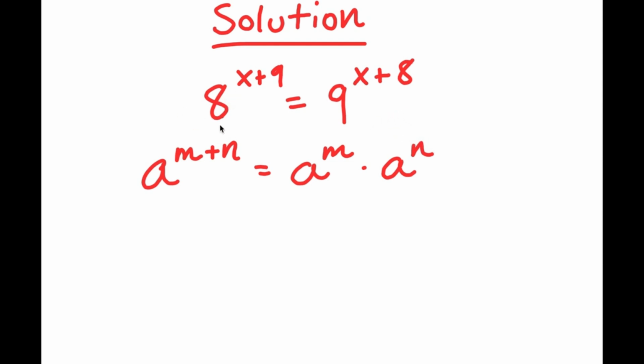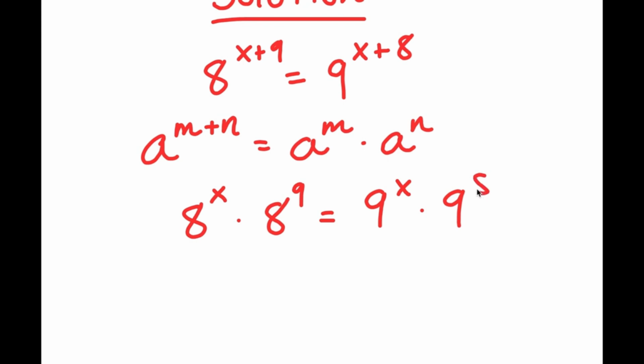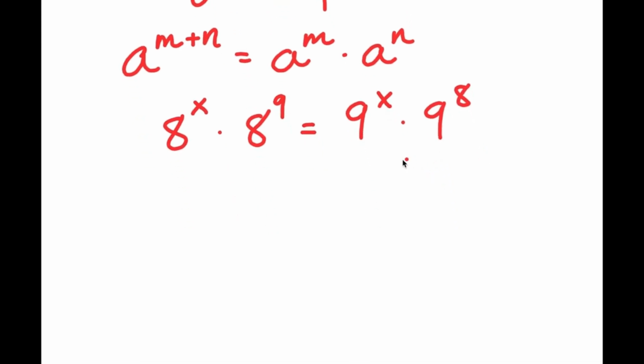So in this case, I have 8 to the power of x plus 9, and I can rewrite this as 8 to the power of x times 8 to the power of 9. And this is equal to 9 to the power of x plus 8, which I can also rewrite as 9 to the power of x times 9 to the power of 8. Now from here, I'm going to divide both sides by 9 to the power of x.